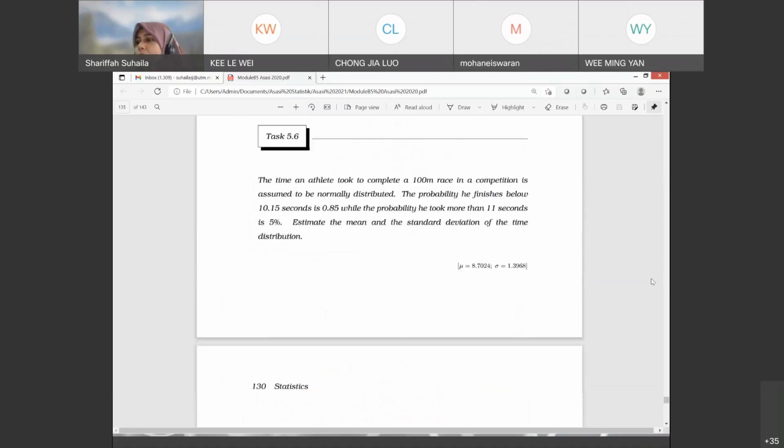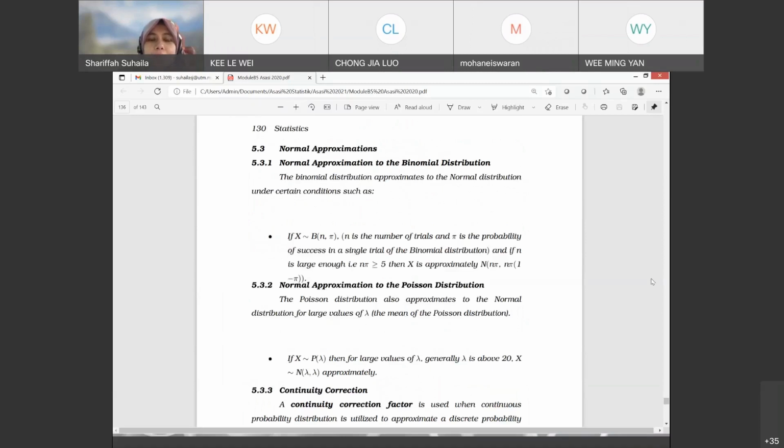This one is normal approximation. We will use normal approximation for the binomial distribution, and also normal approximation for the Poisson distribution. Let's start with the binomial distribution. In your stats table, you have your p value, which is your probability or your pi, starting from 0.01 up to 0.5.